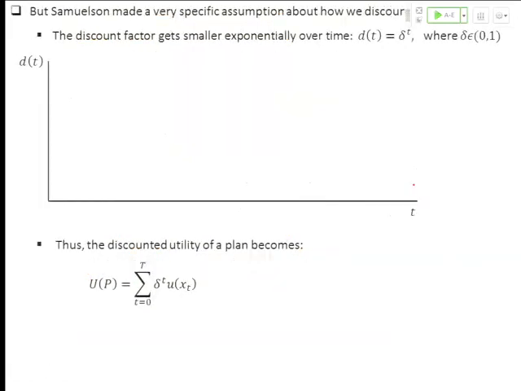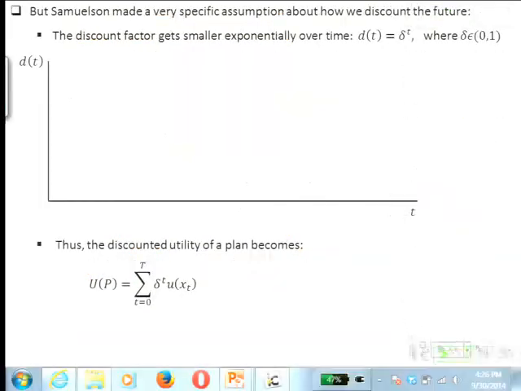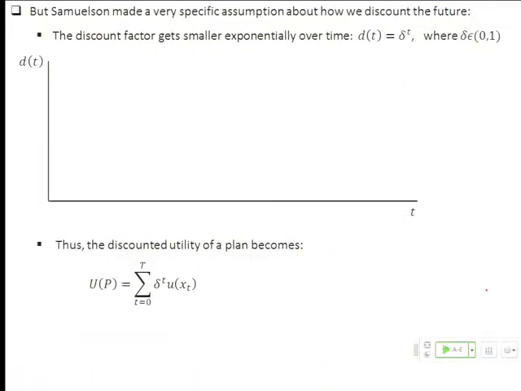Okay. Here's where things get crazy. So far, it just looks like the kind of simplification that economists do. But in the history of the philosophy of science, this should be one of the biggest case studies, because it's really crazy what happened. Remember, this is 1937. Samuelson made a very specific assumption about precisely how we discount the future.